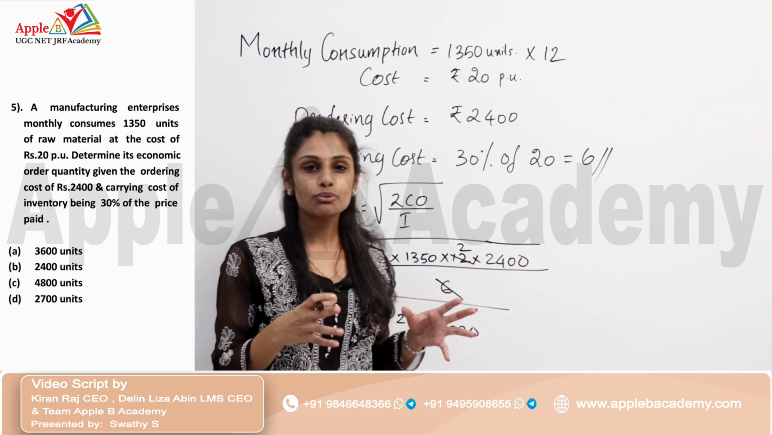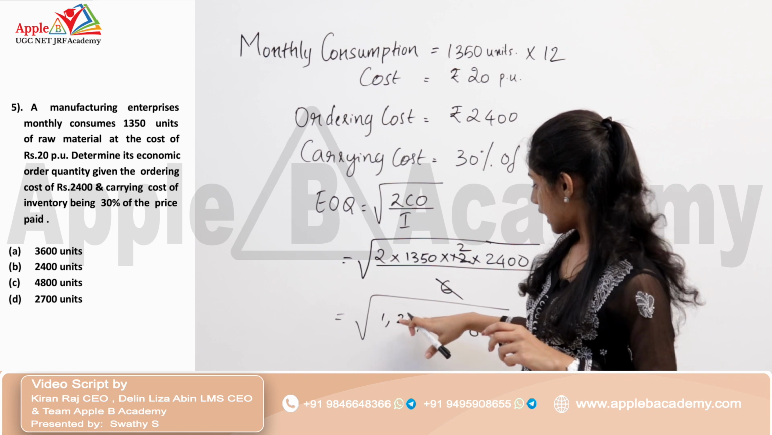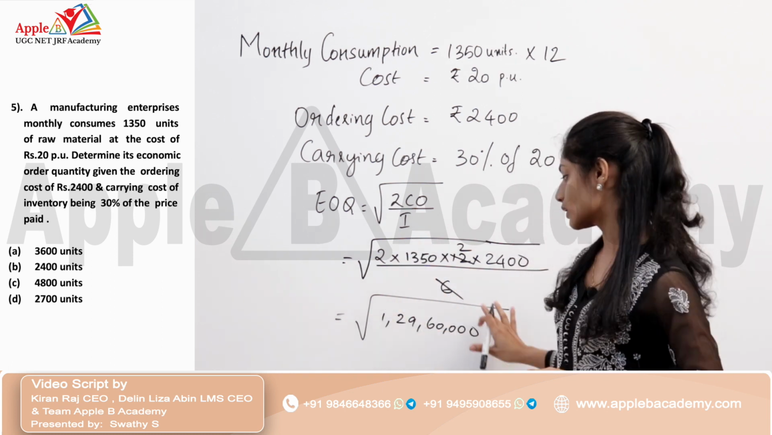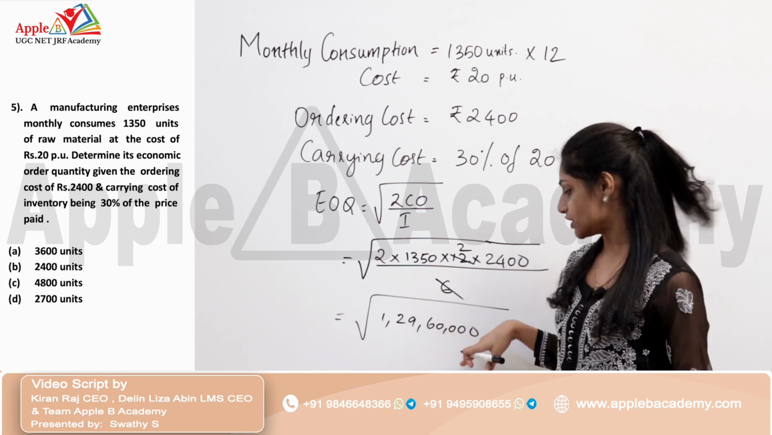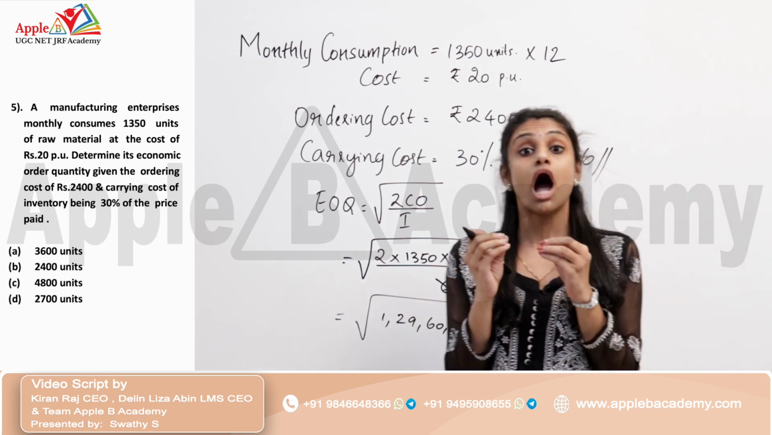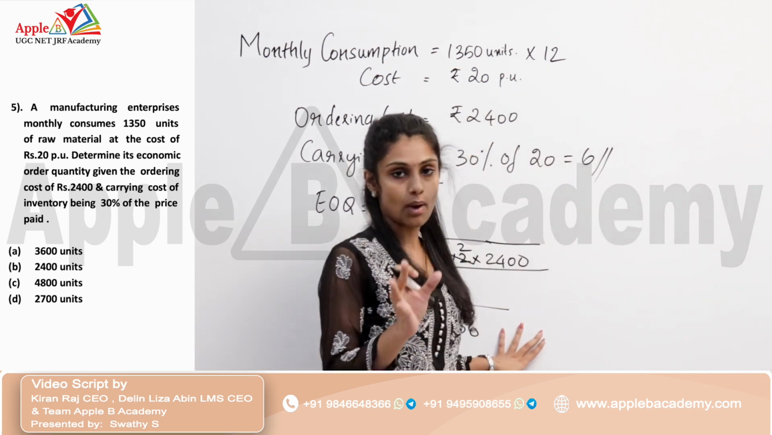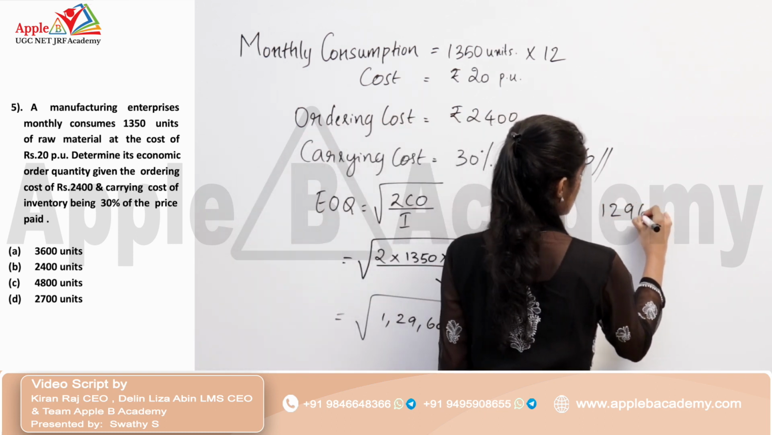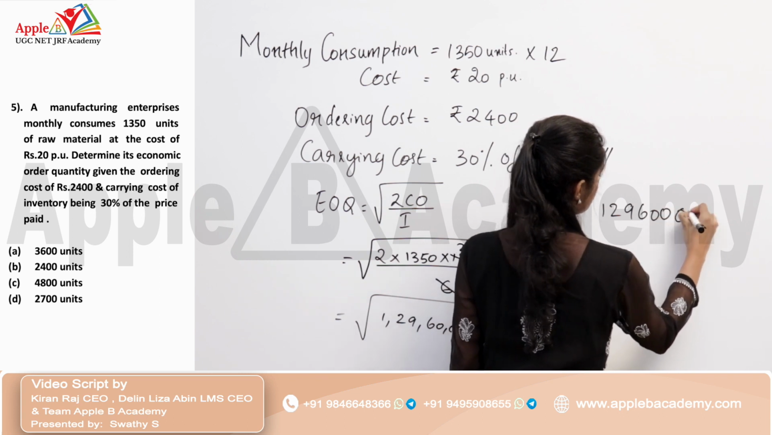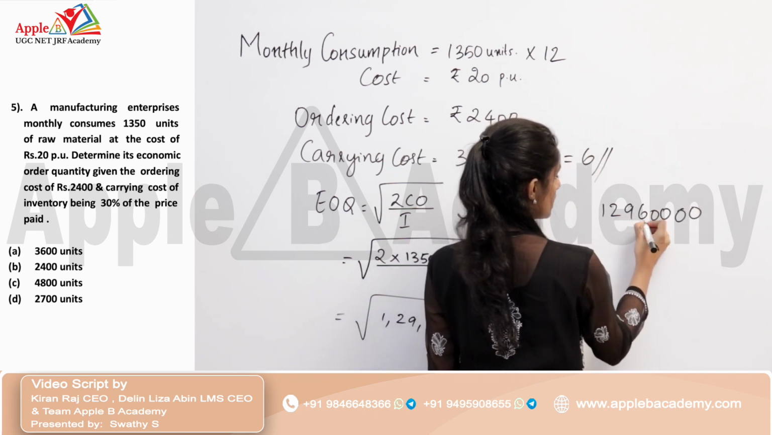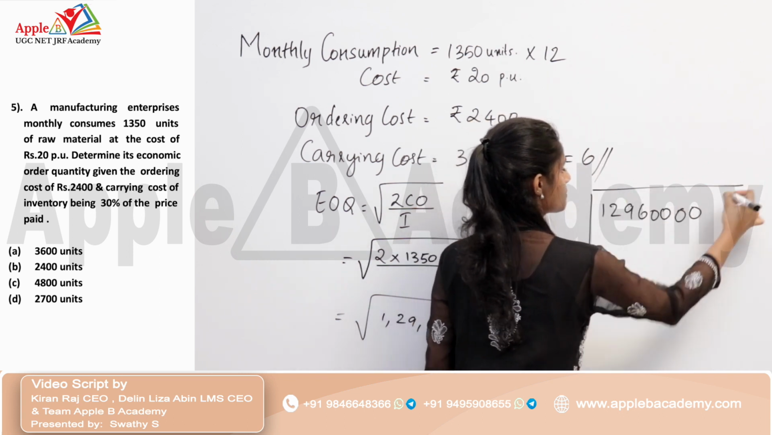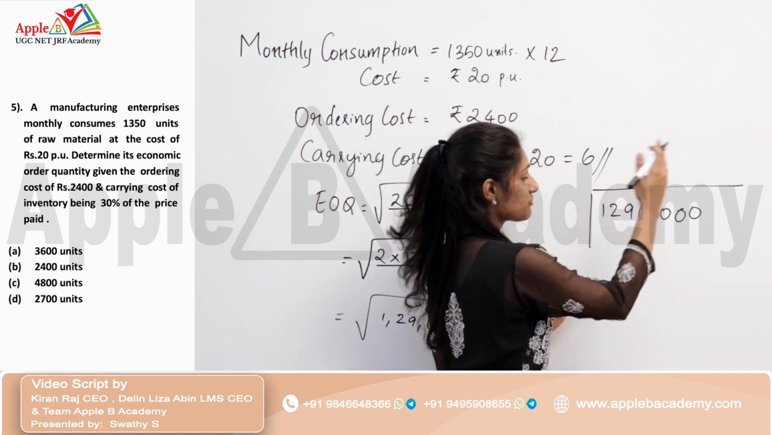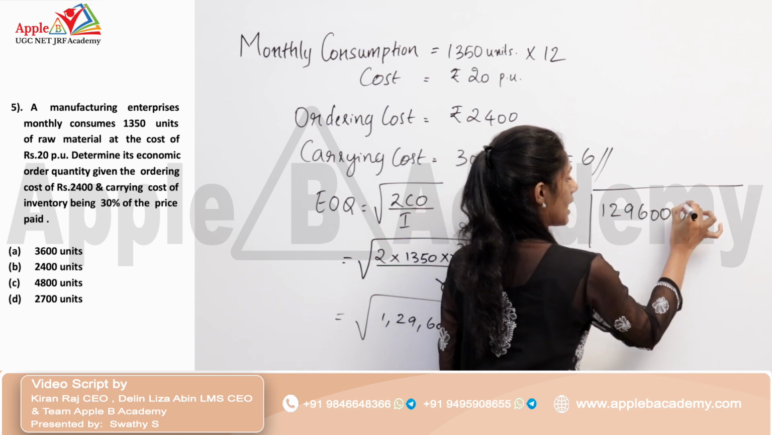So you should know how to find the square root of a number. Most of you may know how to do this calculation, but you may have some difficulty with taking the square root of each and every number. So you should know how to find a square root of a number. For that, just take, like here, 1,29,60,000.